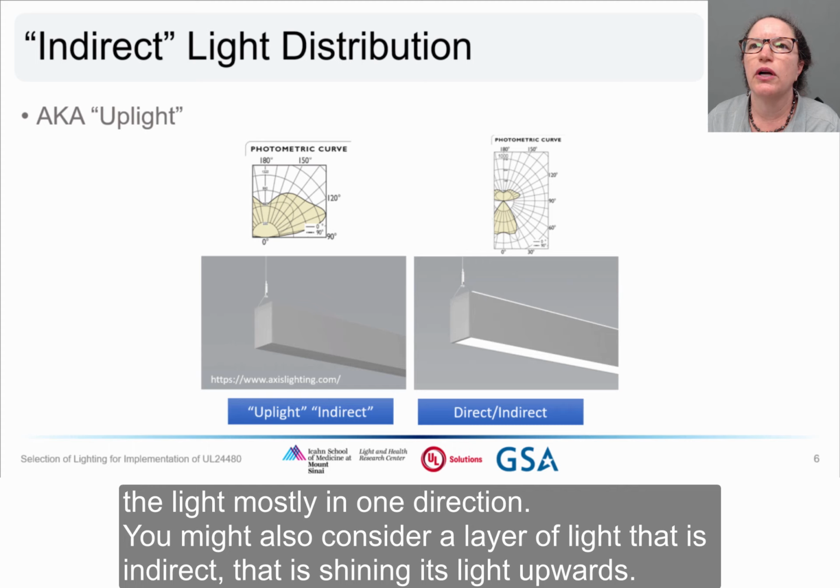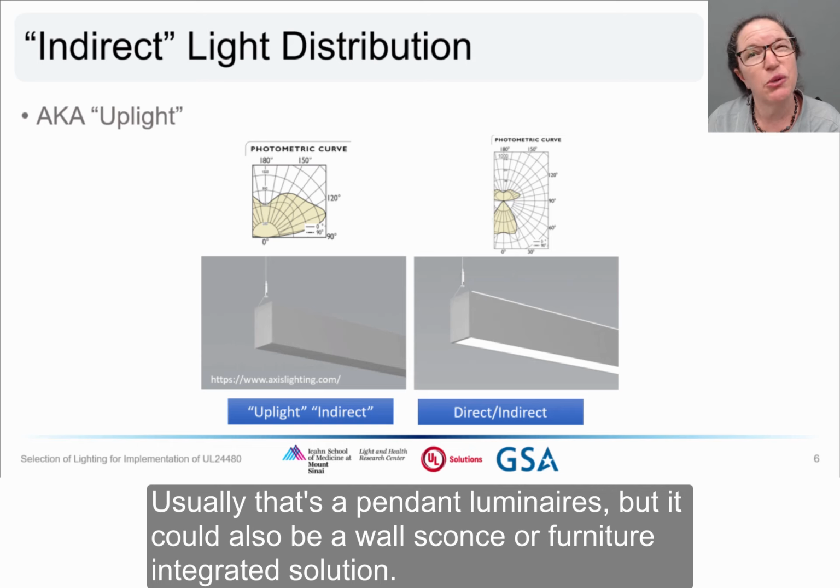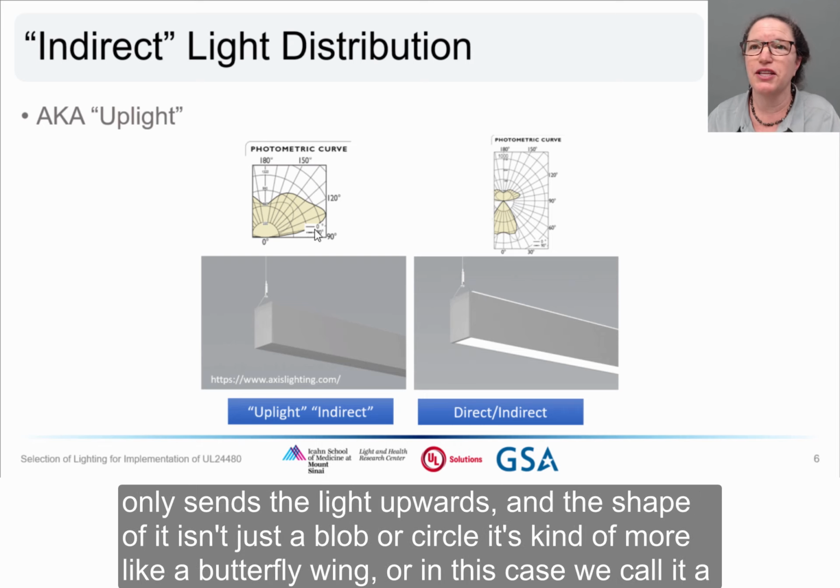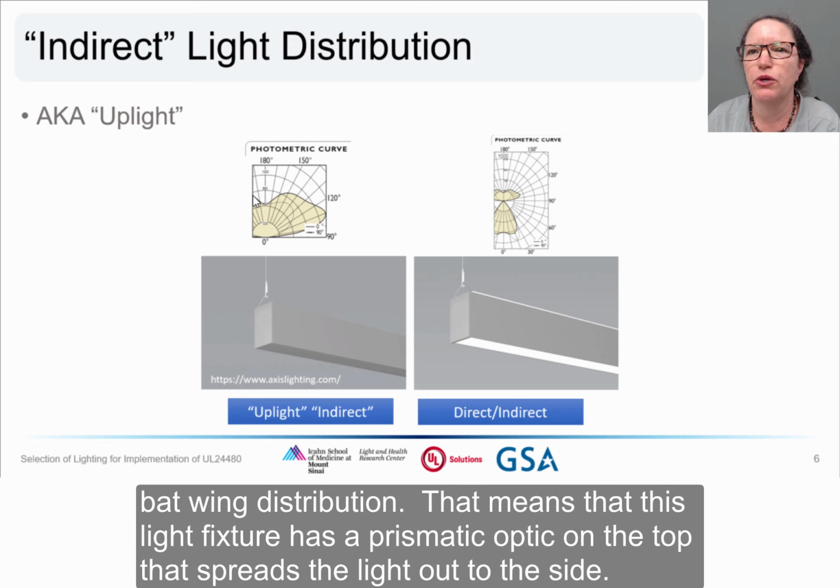You might also consider a layer of light that is indirect, that is, shining its light upwards. Usually that's a pendant luminaire, but it could also be a wall sconce or furniture integrated solution. You'll see two interesting things with this candle power distribution curve on the left. It only shows the top half of the plot because it only sends the light upwards. And the shape of it isn't just a blob or circle, it's kind of more like a butterfly wing, or in this case we call it a bat wing distribution.